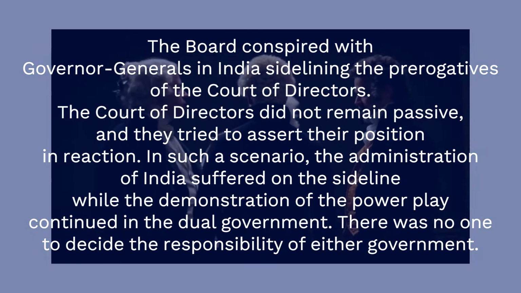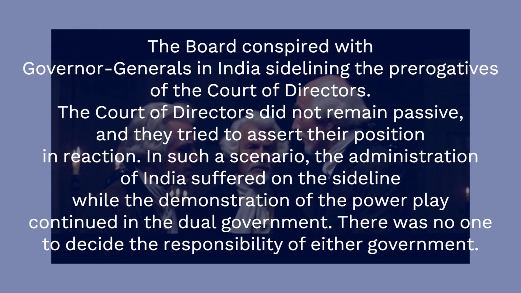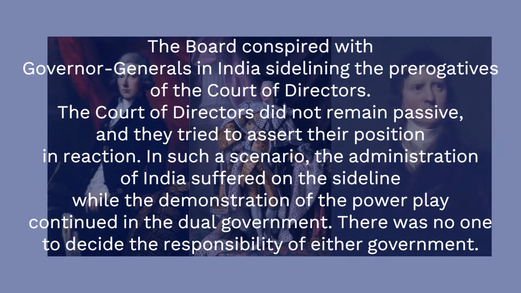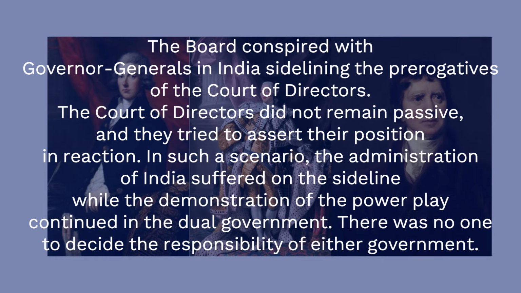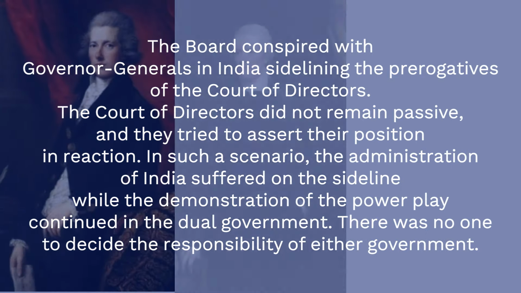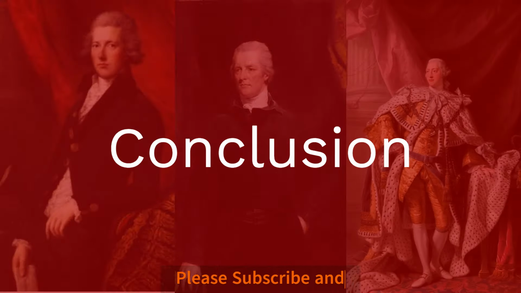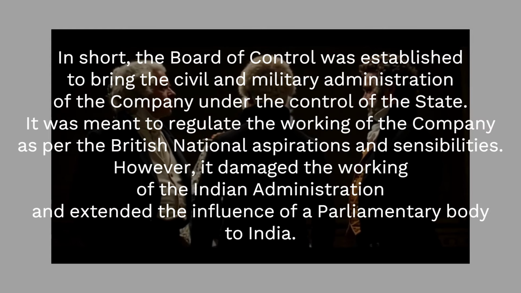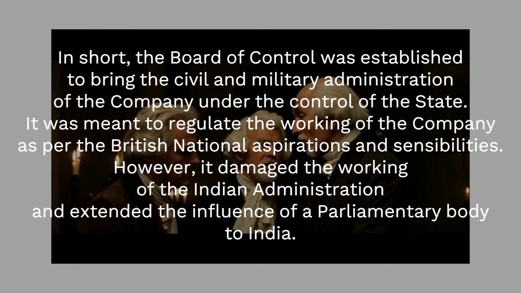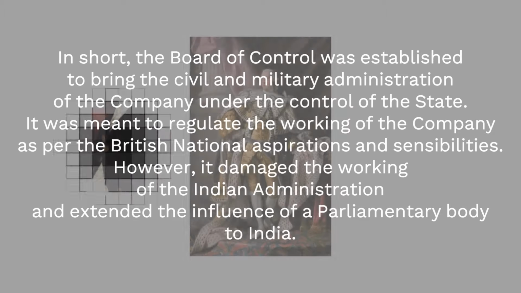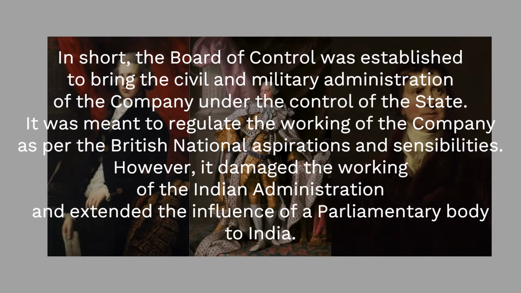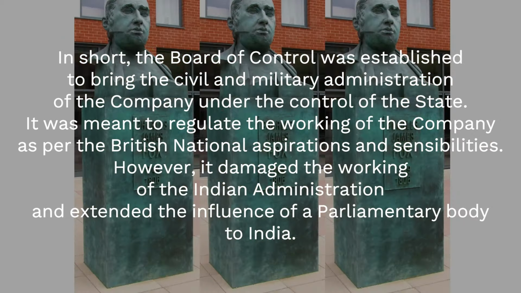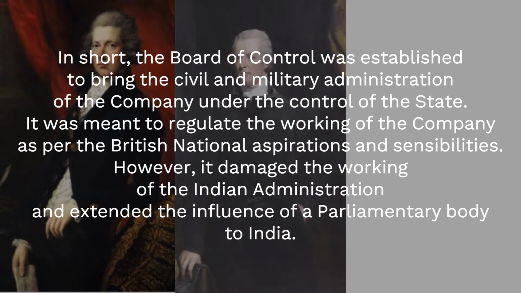The Court of Directors did not remain passive, and they tried to assert their position in reaction. In such a scenario, the administration of India suffered on the sideline while the demonstration of the power play continued in the dual government. There was no one to decide the responsibility of either government. Conclusion. In short, the Board of Control was established to bring the civil and military administration of the company under the control of the state. It was meant to regulate the working of the company as per the British national aspirations and sensibilities. However, it damaged the working of the Indian administration and extended the influence of a parliamentary body to India.